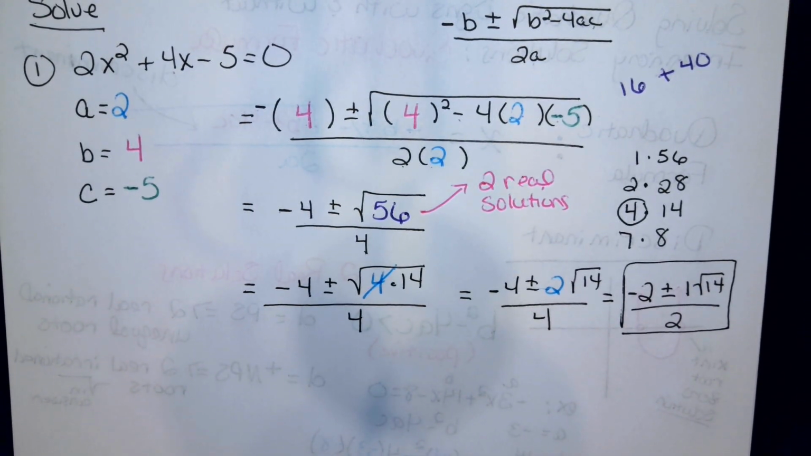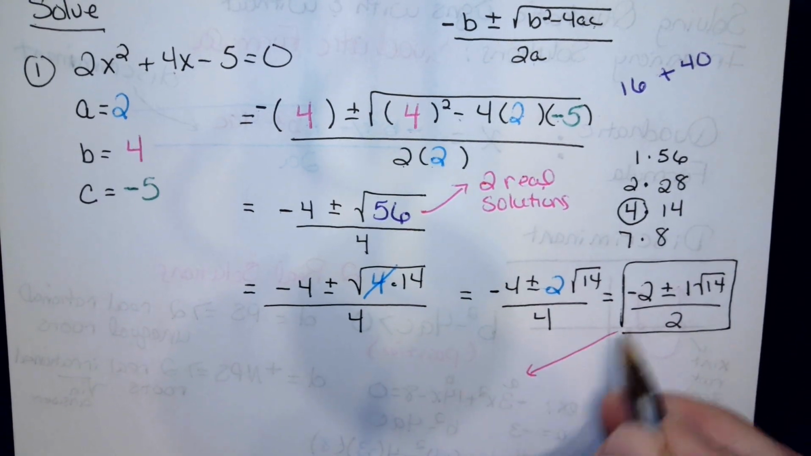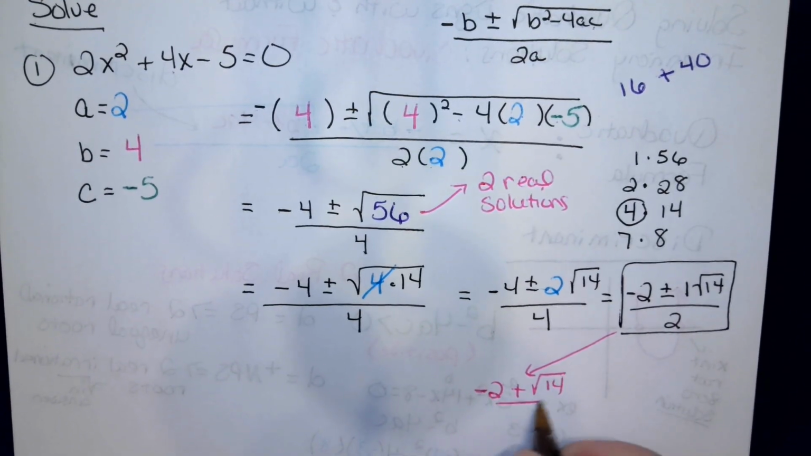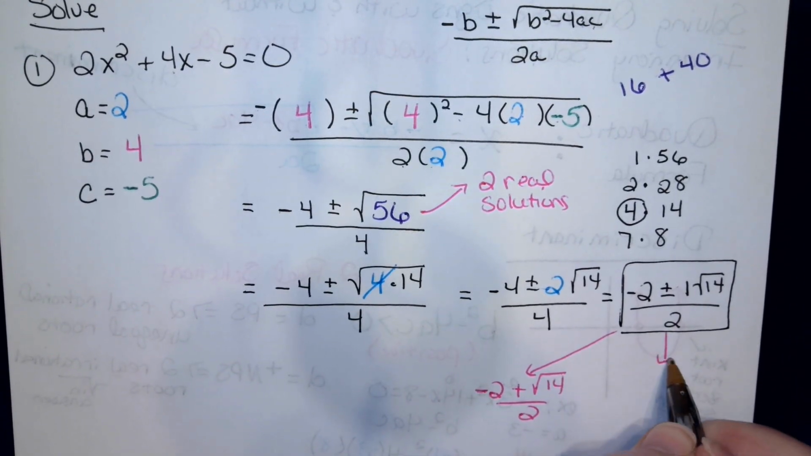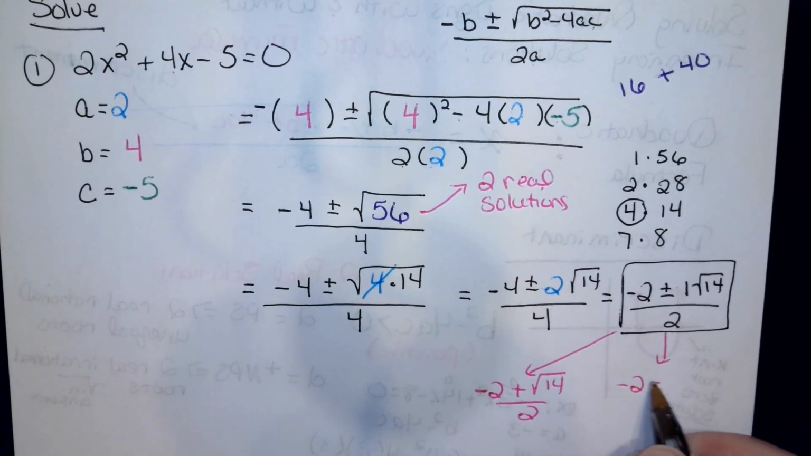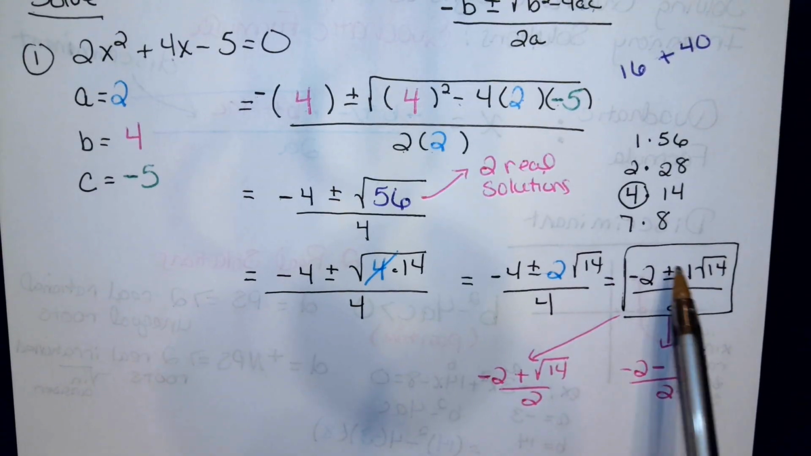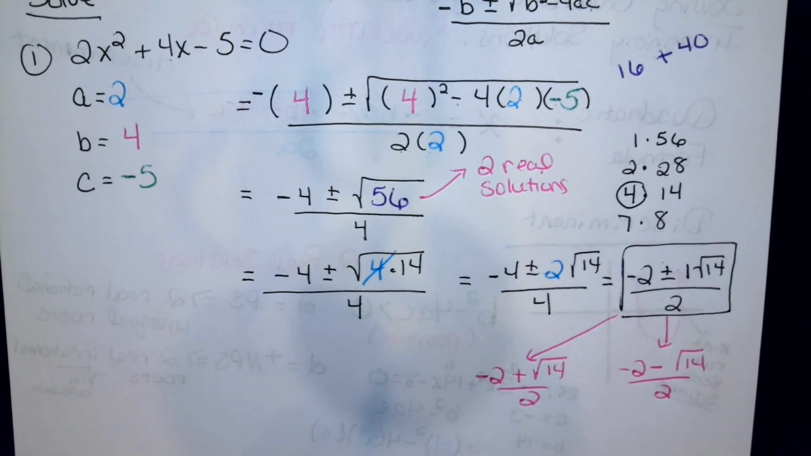So to most of you that probably looks like one answer, but in reality this is actually two answers. The first answer is negative 2 plus the square root of 14 over 2, and the second answer is negative 2 minus the square root of 14 over 2. They just combine it into one answer by doing the plus and the minus.